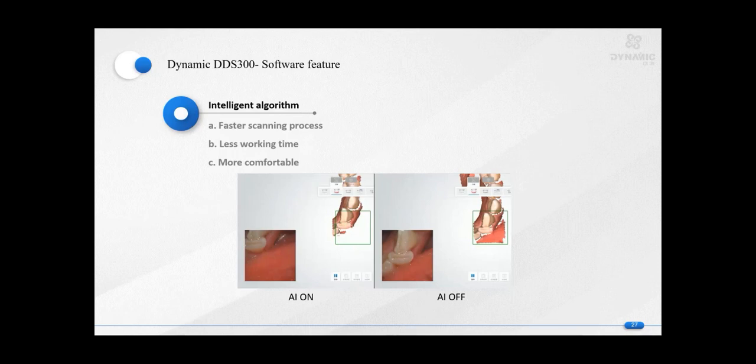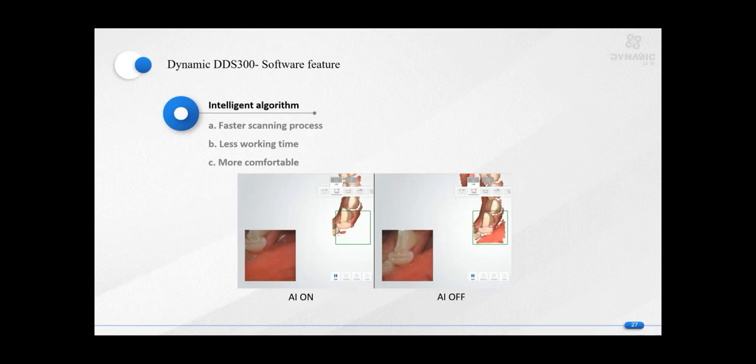Therefore, with the support of intelligent software, the operator can complete the whole process of model taking more quickly. It can also reduce the working time, and at the same time, the patient also experiences a comfortable diagnosis and treatment service. Yeah, it can help us win a better treatment service.